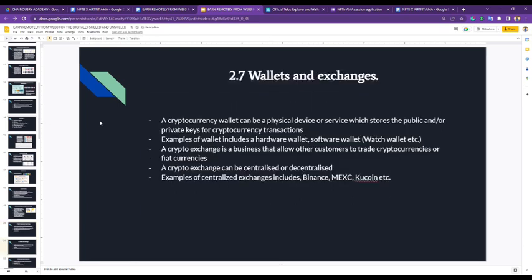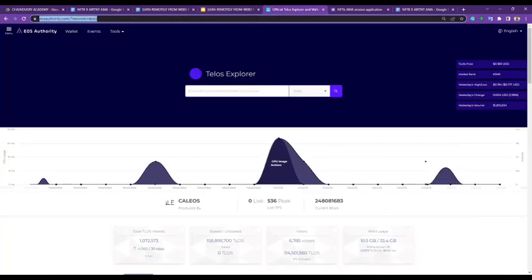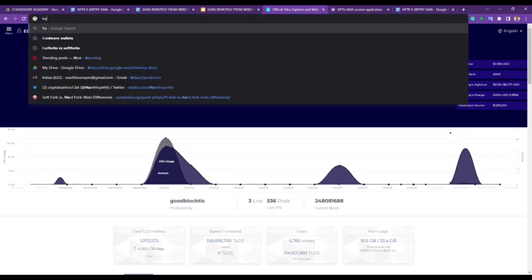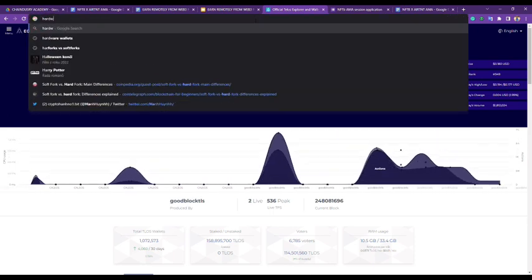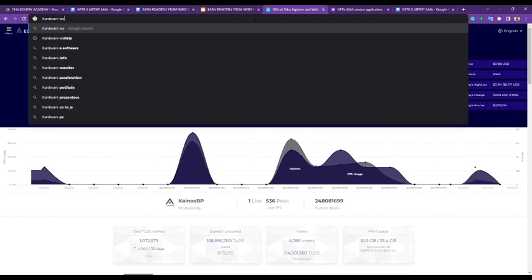Wallets and exchanges. Quite interesting. A cryptocurrency wallet can be a physical device or service which stores a public or private key. Now, before I talk too much, I need to open a picture of a hardware wallet, and I'll tell you why I called it a device or service. Hardware wallet, let's see this.